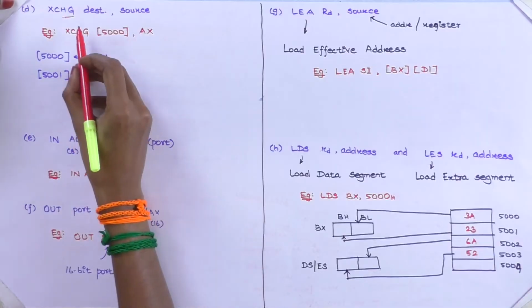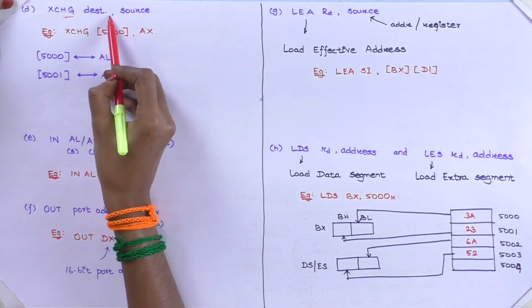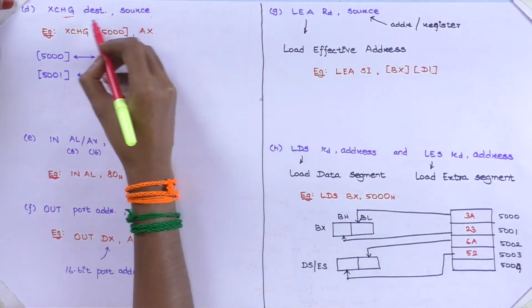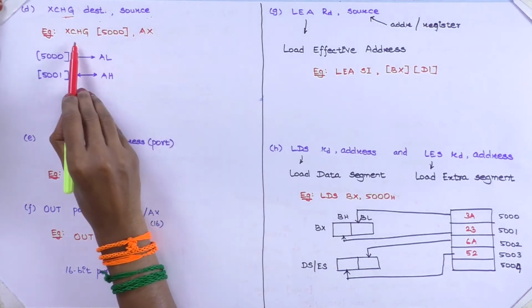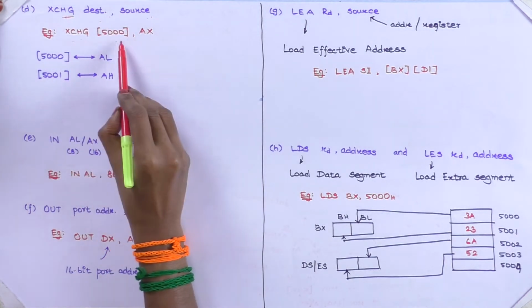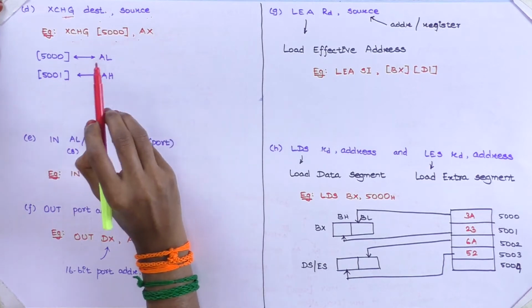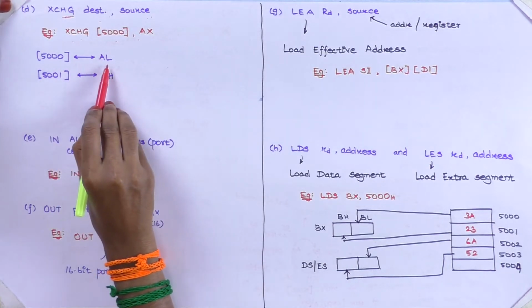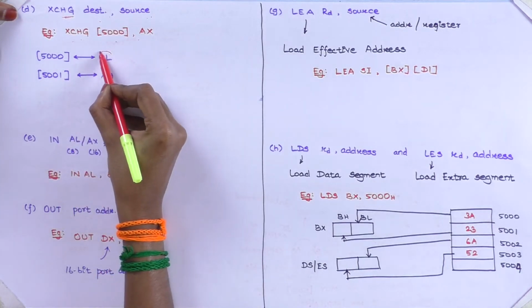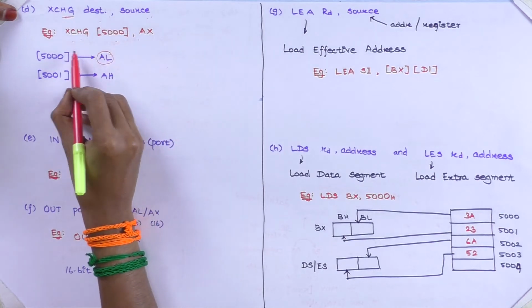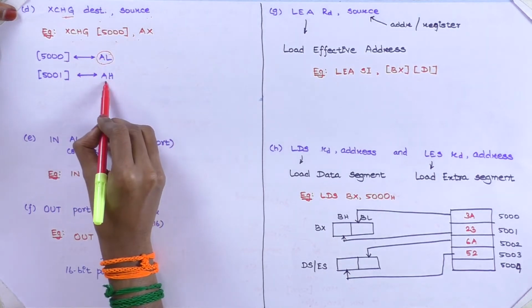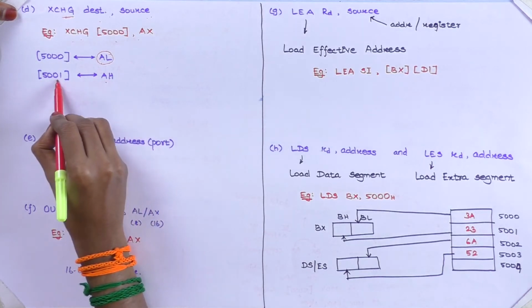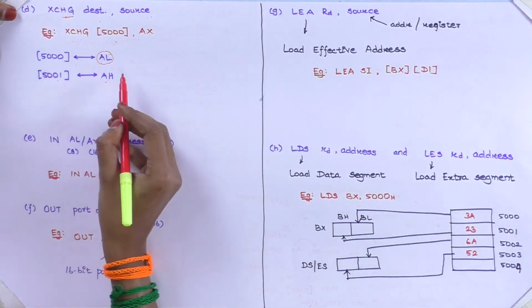Fine. So the format will be like exchange destination comma source. The destination and source can be a register or a memory. Here I have taken an example, exchange memory location comma register. How the exchange operation will happen is, between the lower byte and lower address the exchange will happen, and between the higher address and higher memory location the exchange will happen.